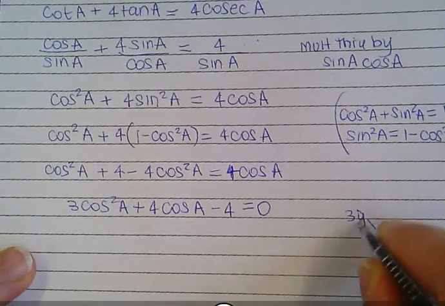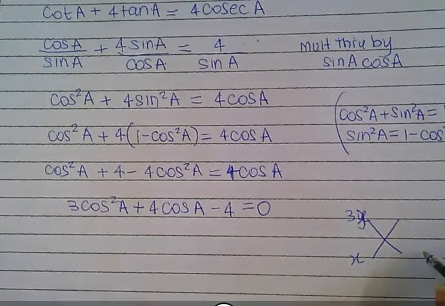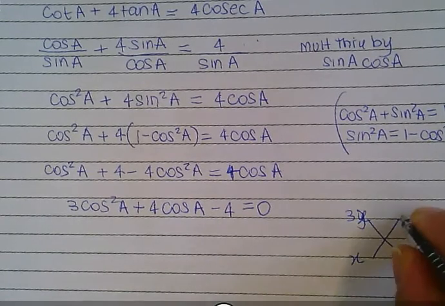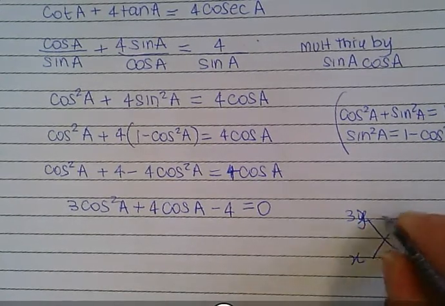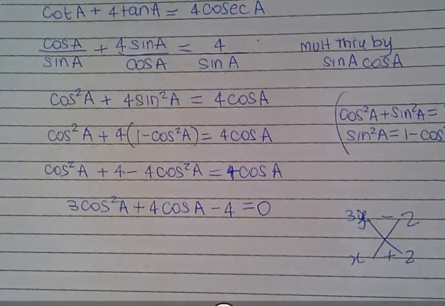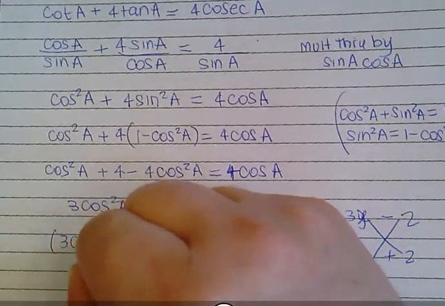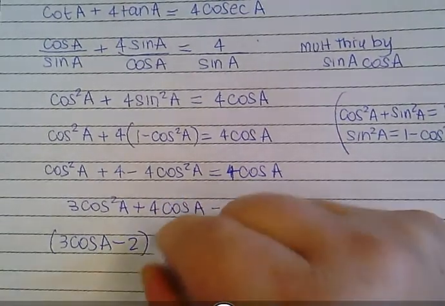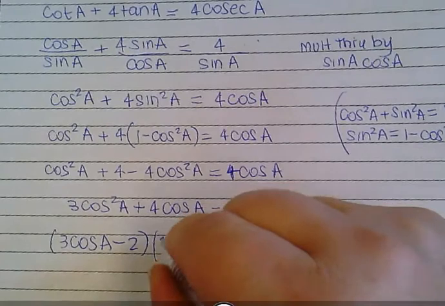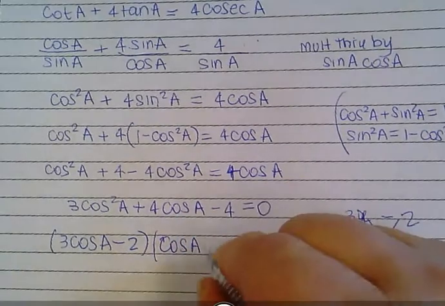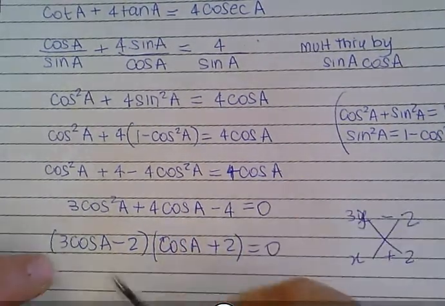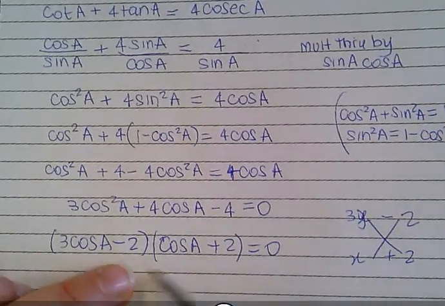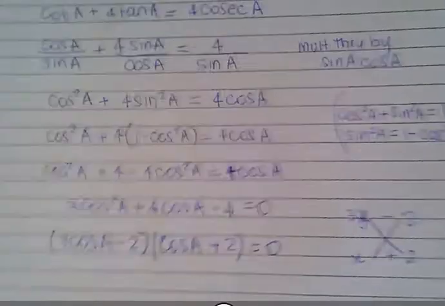So I have to factorize something that I'm just going to call it y instead of x. Oh, it doesn't matter, x. 3x, x. Factors of 4 are either 4 and 1 or 2 and 2. I think it's 2 and 2. And I think it's plus and minus. So it's 3 cos A minus 2, cos A plus 2. Let's check. 3 cos squared A plus 6 cos A minus 2 cos A minus 4.